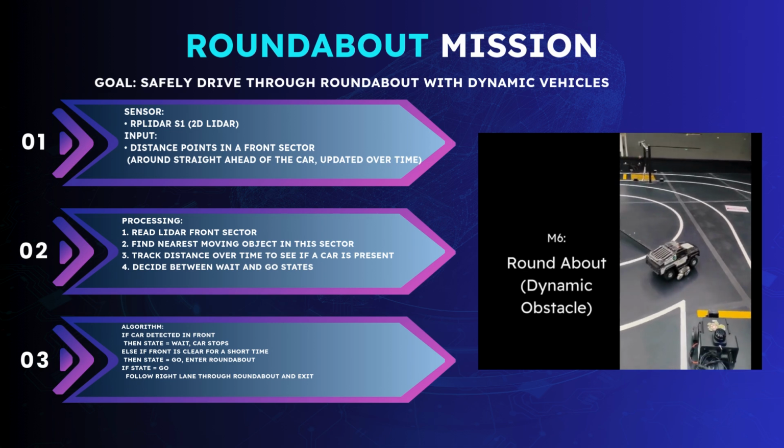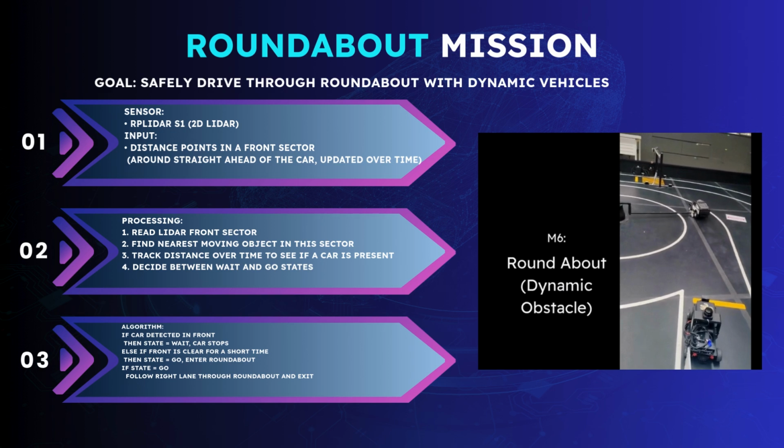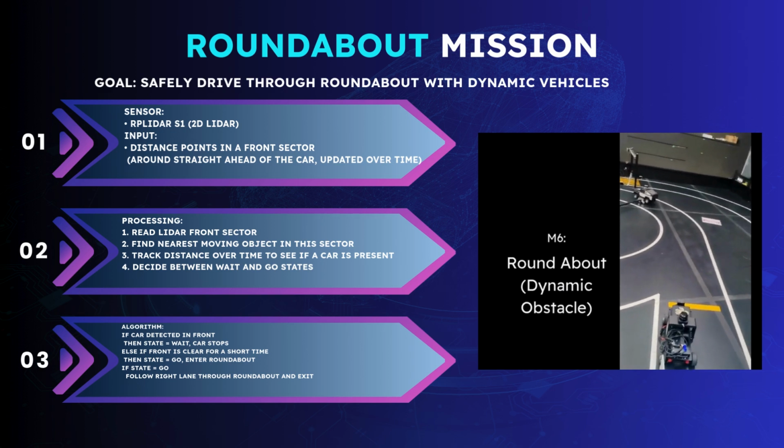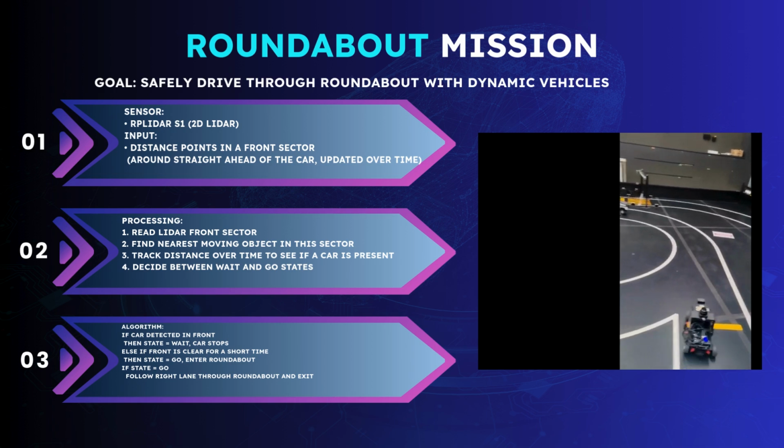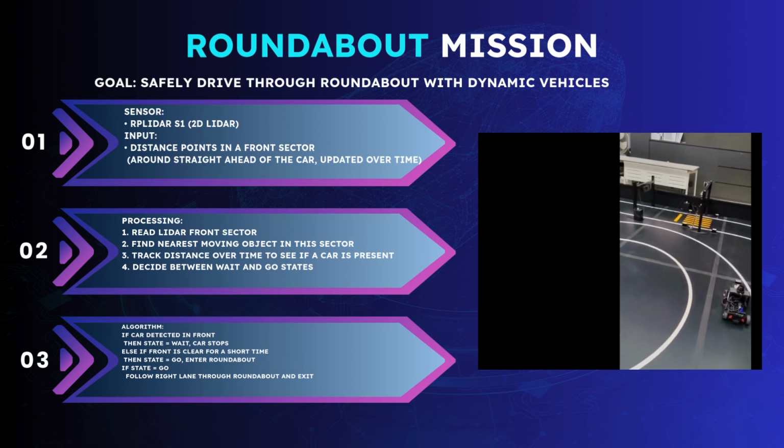In the roundabout, a front LiDAR sector is monitored. If a vehicle is detected, the car waits at the yield line, and only when the sector stays clear long enough does it enter and follow the lane through.